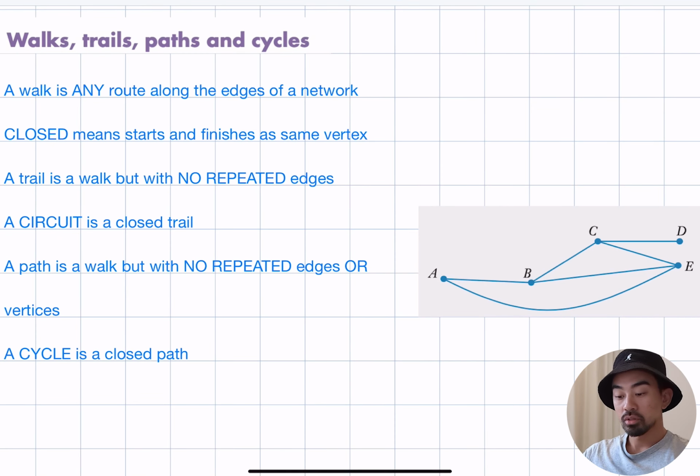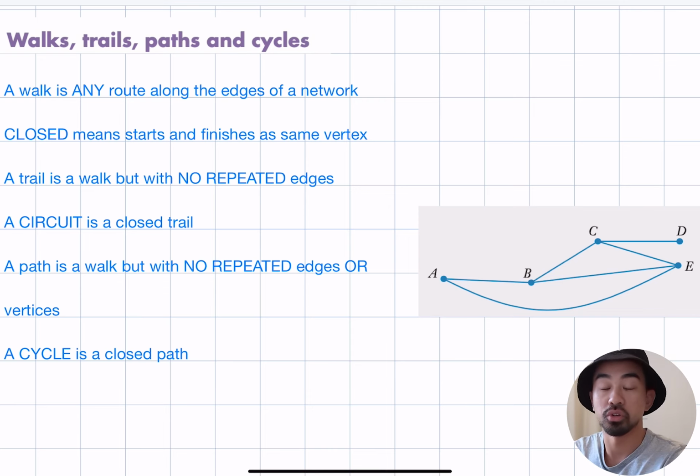All right, so the next part. Here we want to look at the idea of moving through a network and going from one vertex to another, and the different types of paths or routes you can take along the network. If you look on the left-hand side here, there are quite a few definitions. We'll go through them one by one, but I'll give you a simpler way to remember them in a little bit. So a walk is just any route along the edges of a network.